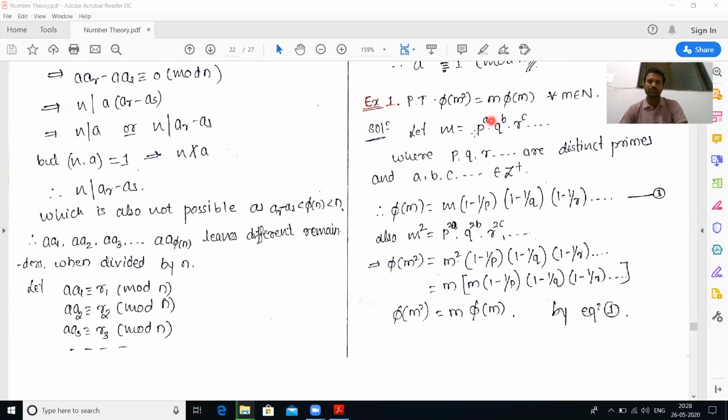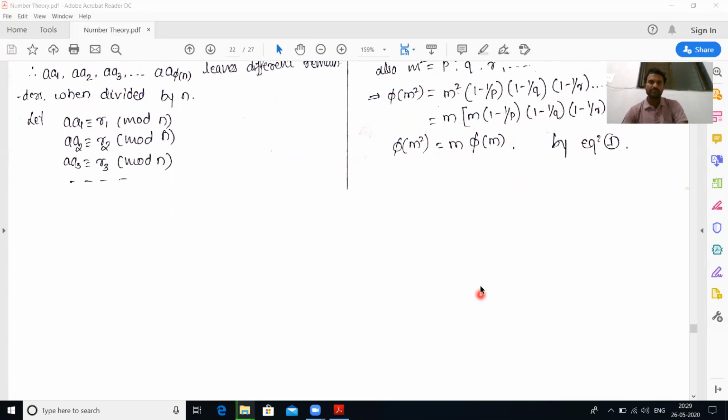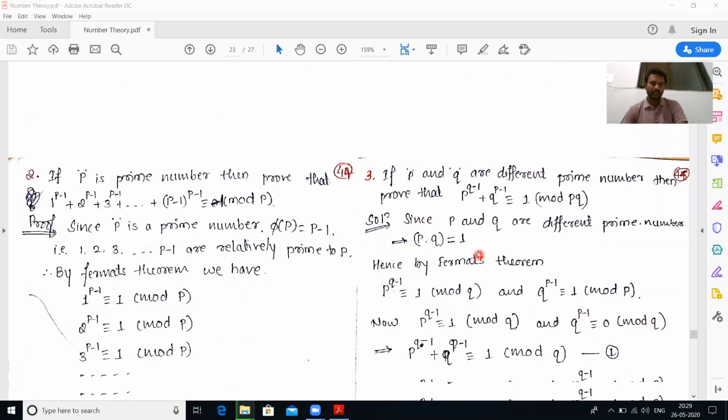So m squared is equal to p raised to a whole squared, that is p raised to 2a, q raised to 2b, r raised to 2c, and so on. Therefore phi of m squared is equal to m squared into (1 − 1/p)(1 − 1/q) by using the formula. So one m I can write outside, remaining m into (1 − 1/p)(1 − 1/q), and so on. Now replacing by equation 1, we are getting phi of m squared is equal to m into phi of m. So that is the required. Phi of m squared is equal to m into phi of m.